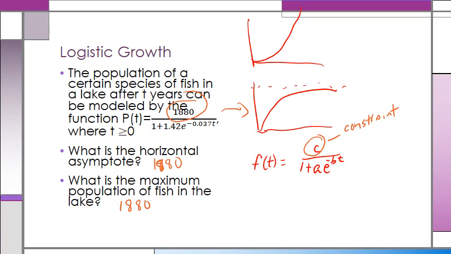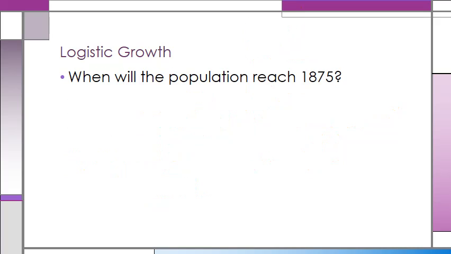It's determined that it's going to be 1,880. Now we're going to jump over to the next slide, and we're going to be asked when, so we're solving for t or time, will the population reach a certain amount using the formula we have been given in this example. All right, let's move to the next slide. So we're being asked, when will the population reach 1,875? So it's getting close to that limit of 1880, but not quite there.